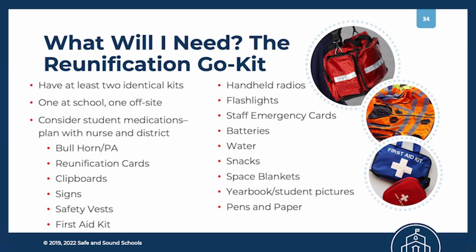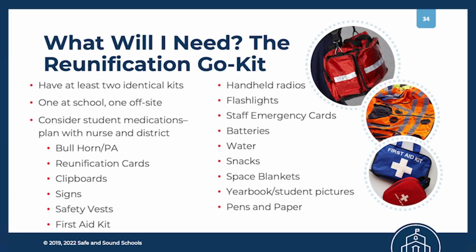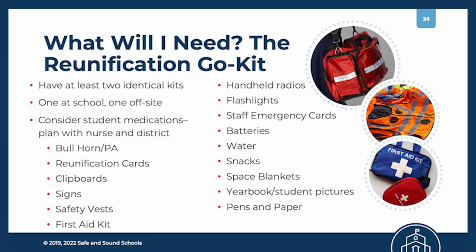Batteries, water, snacks, allergy-safe snacks, space blankets, again, depending on your location, your climate. The yearbook and student pictures can be very helpful when trying to track down a student that appears to be missing. They can also be very helpful to the authorities when identifying victims. And pens and paper. You can't have enough pens and paper to support this process. So lots and lots of things to consider, but these are some of those that we see on a lot of the go kit lists as standouts as well.